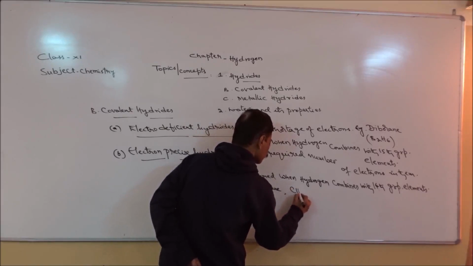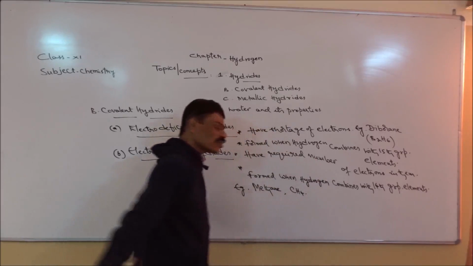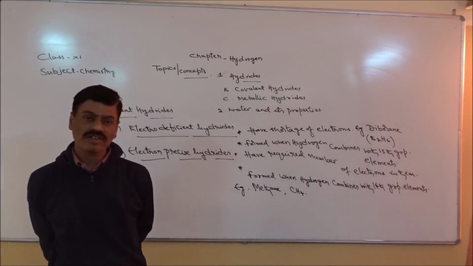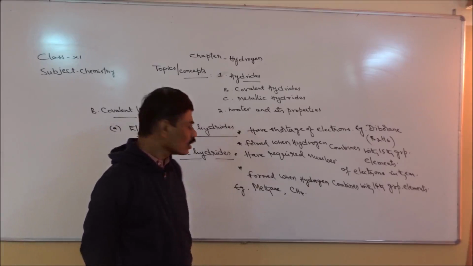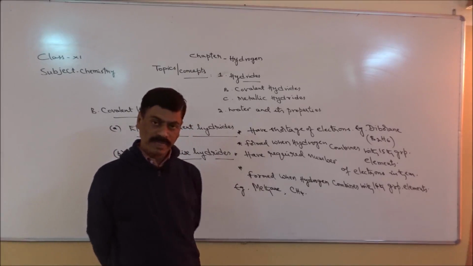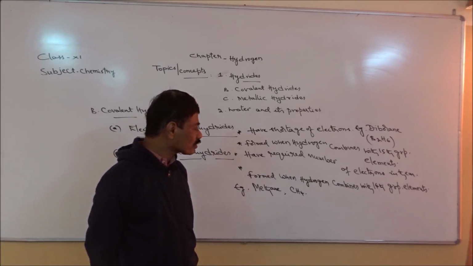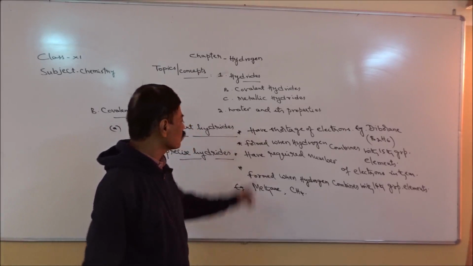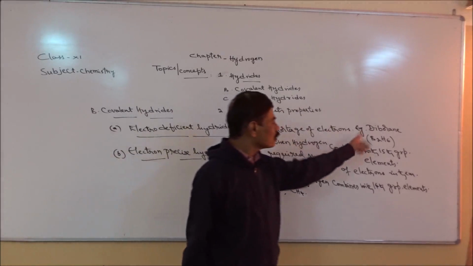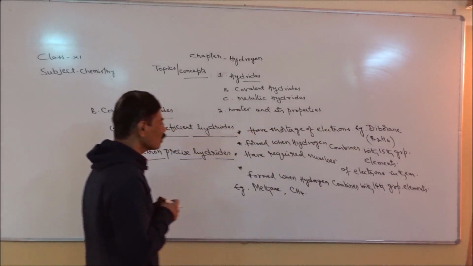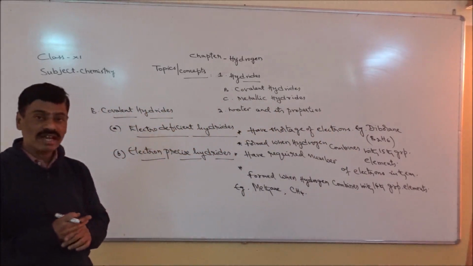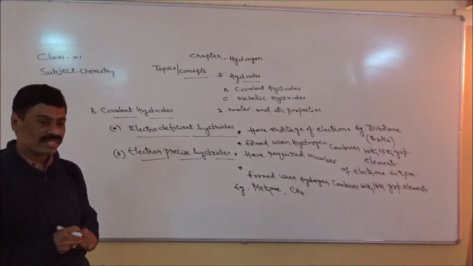That is CH4. So around carbon we have 4 bonds. For 4 bonds 8 electrons are required. So 8 electrons are there. So methane is said to be the electron precise hydride. If you take diborane, right? There we have a shortage of electrons. So that is an electron deficient hydride.